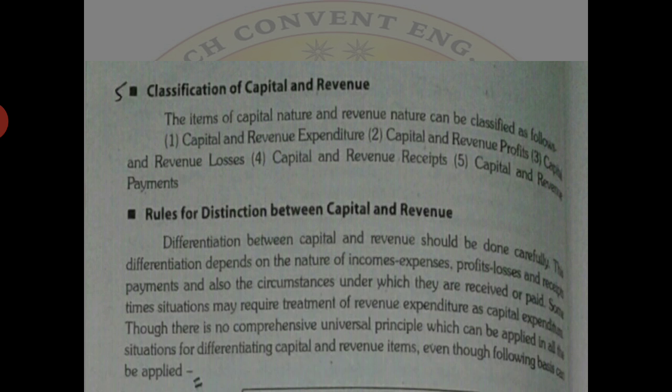Now we'll come to the next point, classification of capital and revenue. In the earlier chapter you were already taught that a business relates to two items, capital items and revenue items. Capital items are related to huge amounts, whereas revenue items are related to small amounts. Moreover, it happens on the accrual basis. There are five: capital and revenue expenditure, capital and revenue profit, capital and revenue losses, capital and revenue receipts, capital and revenue payments.